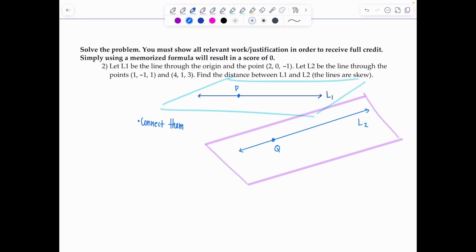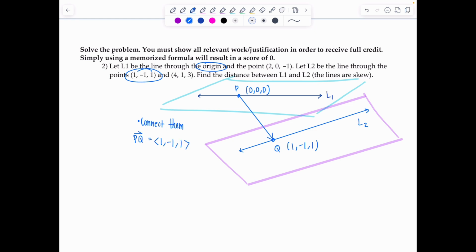All right, great. What should I use for point P? I'll use the origin, 0, 0, 0. And then what should I use for a point here? I'll just use this one. It's so nice. Q, I'm calling 1, -1, 1. I'm going to connect P to Q. Great. So PQ has components 1, -1, 1.